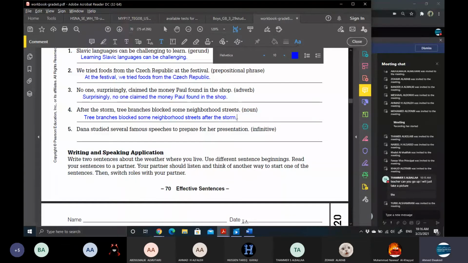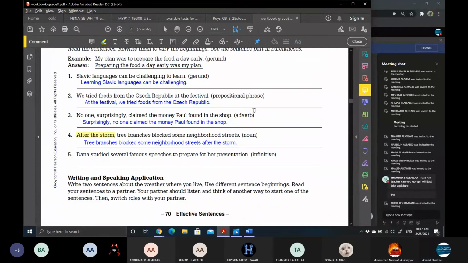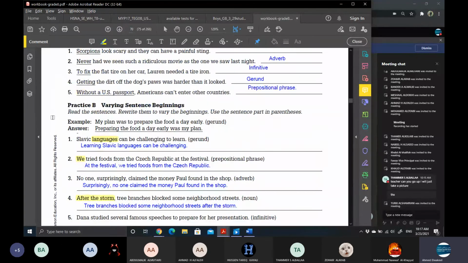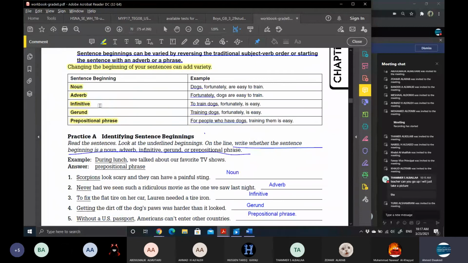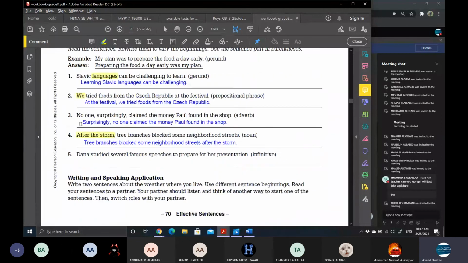So all we did was what? All we did was just move the prepositional phrase to the end of the sentence. It's the totally opposite of starting the sentence with a prepositional phrase, because we start our sentence with either a noun or a pronoun, right? As a subject, a noun or a pronoun. So in order to change the subject, just remove whatever you have already put instead of the noun, the adverb, the infinitive, the gerund, or the prepositional phrase.